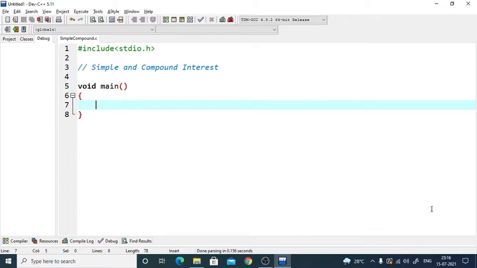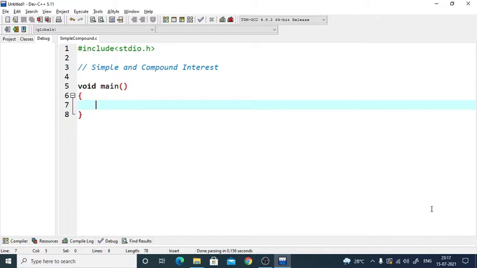So we are into the basic programs, computation-based programs. In this particular video, I'll be showing you a program to calculate simple and compound interest. Now, as far as the simple interest is concerned, you know the formula is PNR by 100, and for compound interest, the formula goes like P into (1 plus R by 100) raised to N, minus P.